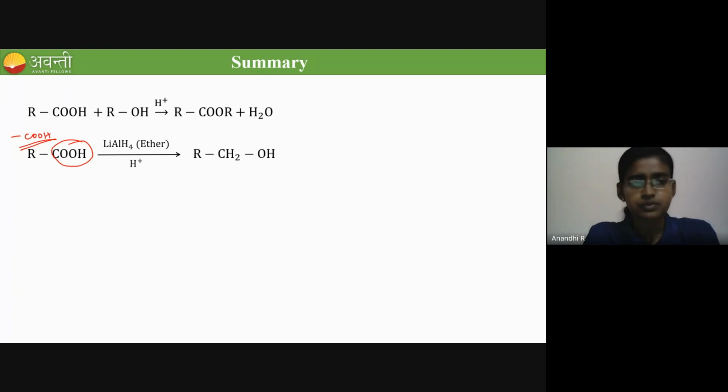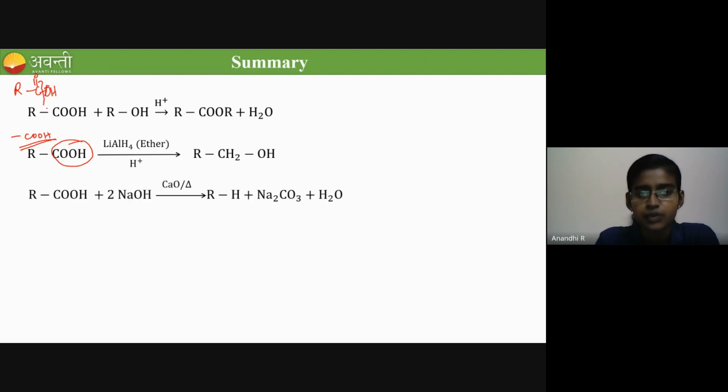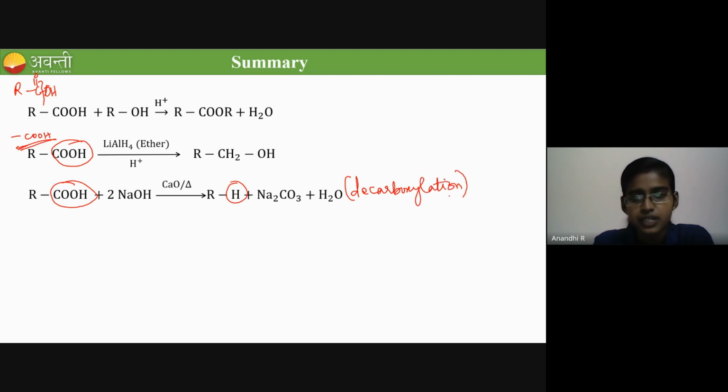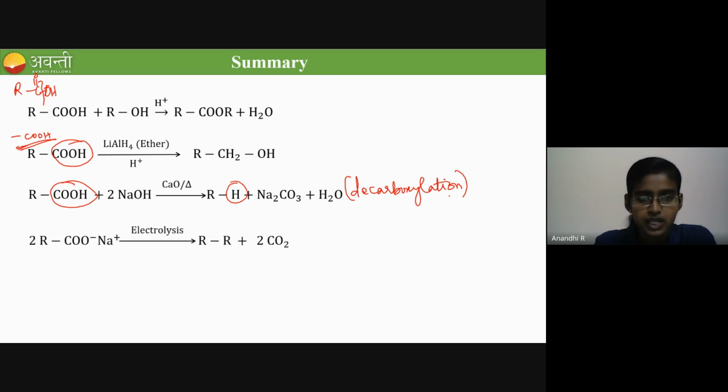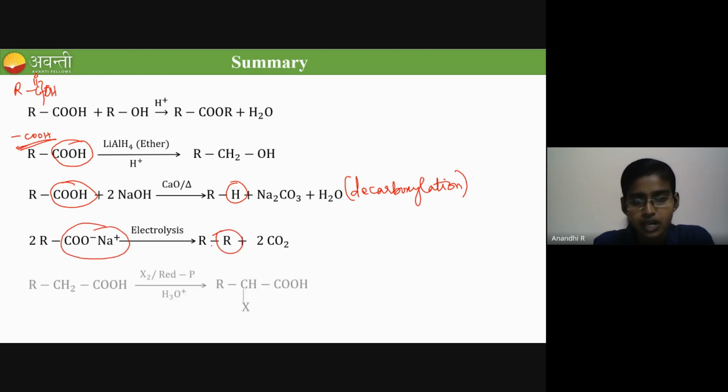I'll just send you. And the first reaction we have seen is the RCOO-H cleavage, where the C-O bond breaks: esterification. And the third one, also discussed under the same topic, is where the whole COOH is getting converted to hydrogen. What is the name of this reaction? This is called decarboxylation, right? This is decarboxylation with soda lime mixture. And the second is also called decarboxylation, but with electrolysis. Here, the COONa part is getting converted into R. That is, 2 moles of R you'll get.